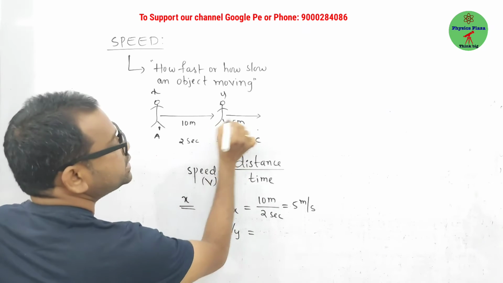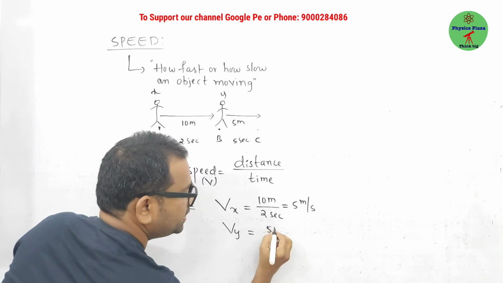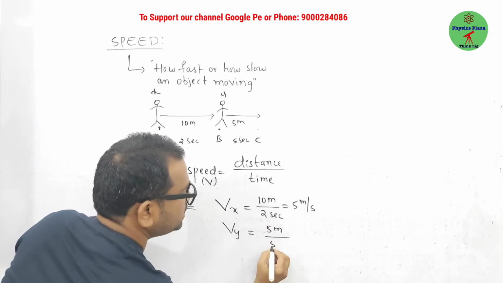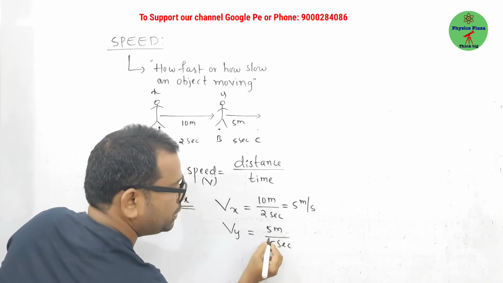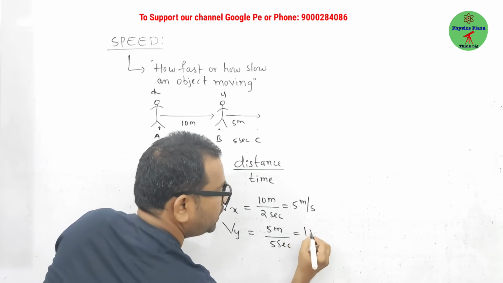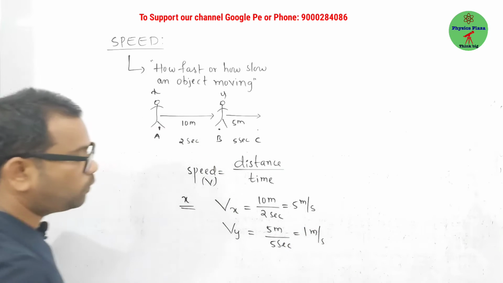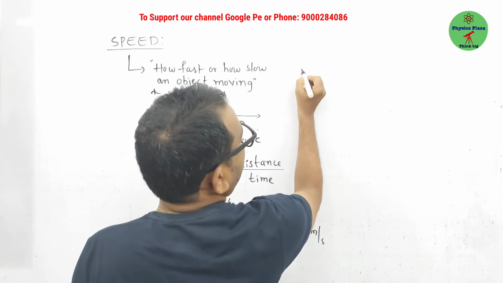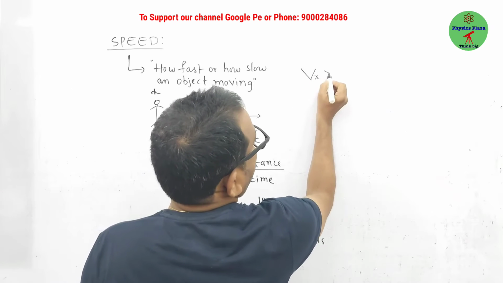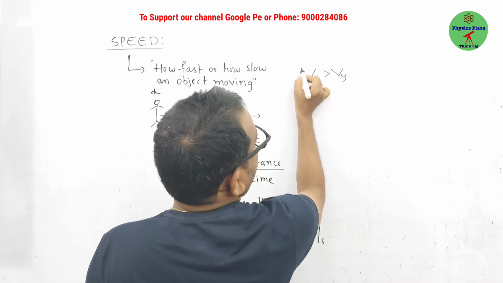Look at here. Distance covered is how much? 5 meters. Okay. Time taken is 5 seconds. 5 by 5 is 1. So, this is 1 meter per second. Now, what can we conclude? Yes, we can conclude that the speed of person X is greater than the speed of person Y.